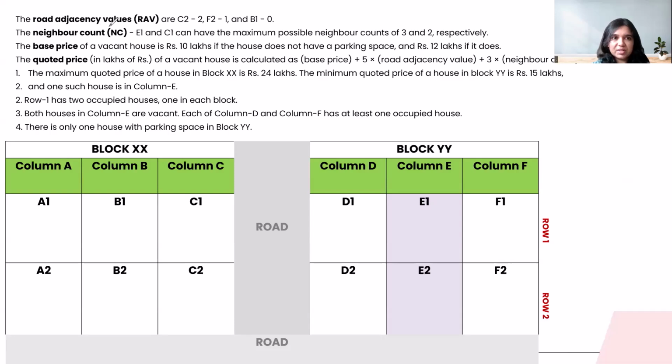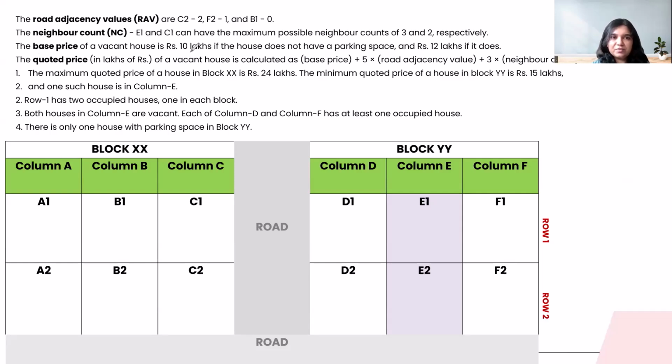The first line is carried forward. So the RAVs for C2 is 2, for F2 it is 1, and for B1 it is 0. This is what was provided in the previous slide as well. The neighbor count, E1 and C1 can have a maximum possible neighbor count of 3 and 2 respectively. So this was also provided in the previous slide.